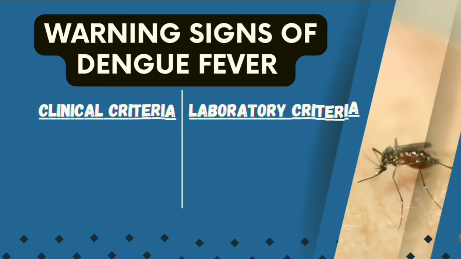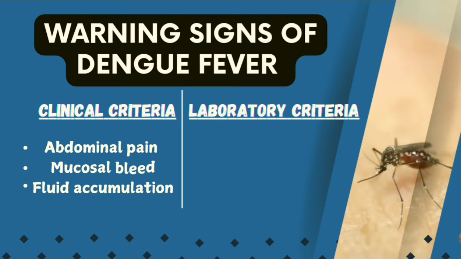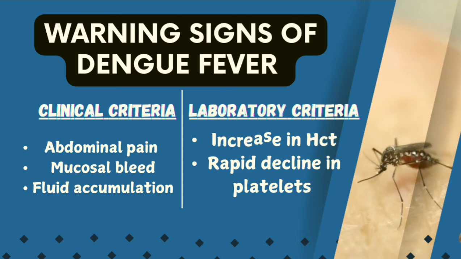Now let's discuss the warning signs of dengue fever. They are divided into clinical criteria and laboratory criteria. Clinical criteria include abdominal pain, tenderness, mucosal bleeding in the form of hematuria, GI bleed, epistaxis or heavy menstrual bleeding, and fluid accumulation in the form of ascites and pleural effusion. Lethargy, persistent vomiting, and hepatomegaly of more than 2 cm are also included in clinical criteria. And the laboratory criteria include increase in hematocrit with rapid decline in platelets.